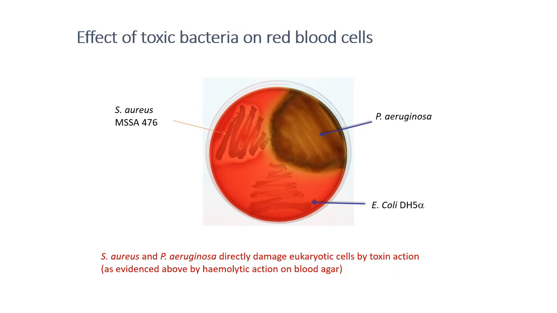So the effects of toxic bacteria on red blood cells can be clearly seen here. This is a blood agar plate. This is a kind of jelly mixture of nutrients for bacteria and blood. So this is, I think, probably cow's blood. And on top here, you see 3 different strains of bacteria have been streaked on top of the blood agar.